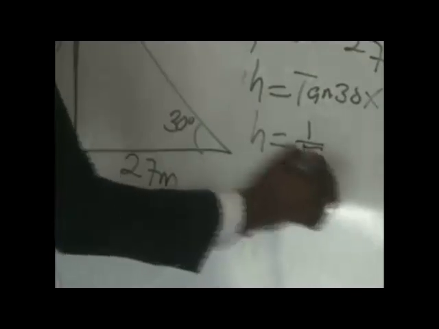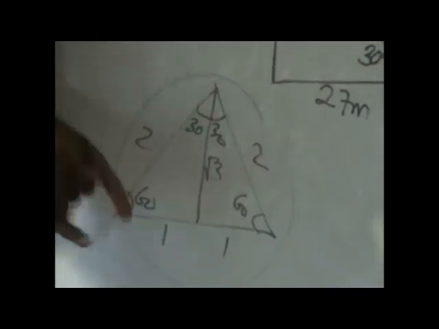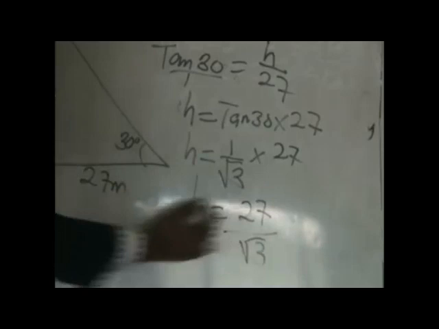Now that we are looking for tan 30, you just come here. What is tan? Opposite over adjacent. This is the adjacent of 30, and this is the opposite of 30. So opposite over adjacent will be 1 over root 3. So 1 over root 3 is the answer for tan 30, and you multiply by 27. Please, after this class, go and study how to find special angles, 45, 60, 30, without the use of a calculator. So from here, the height of the tree will now become 27 over square root 3.